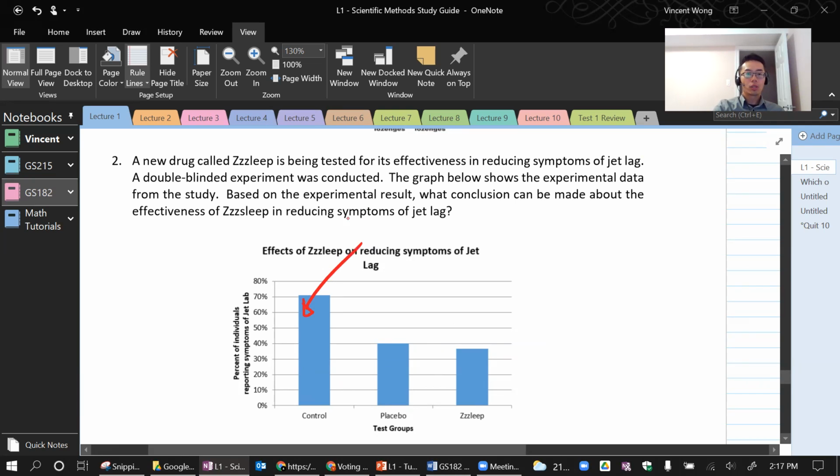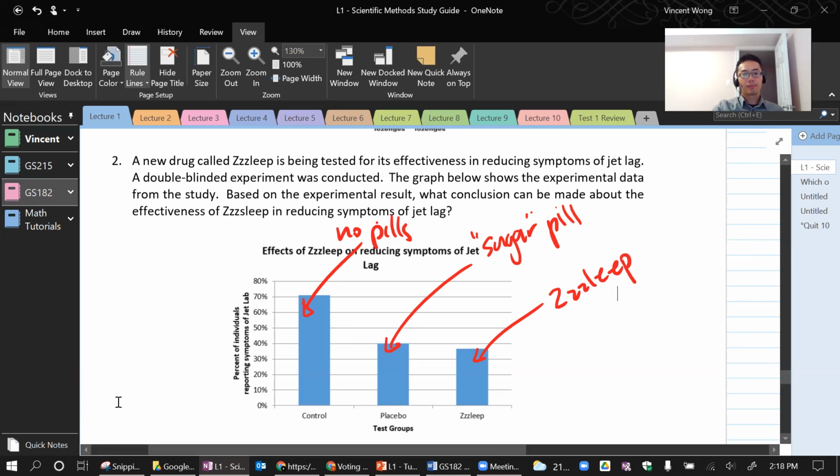Okay, so what does the control group receive? Nothing. Okay, receives nothing. We'll say no pills. Okay, placebo group, they have only 40% of people reporting they have jet lag. This is a sugar pill. When I say sugar pill, I don't literally mean sugar, right? I mean just something that is generic, non-therapeutic. And then here we are going to have the sleep, the new drug.